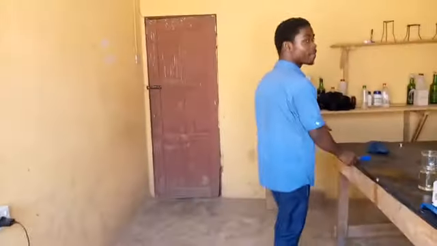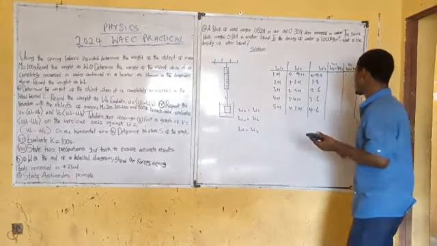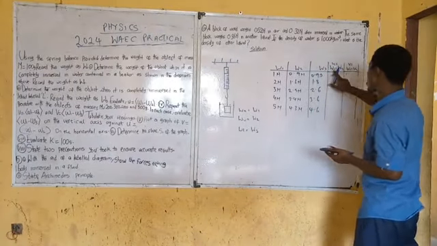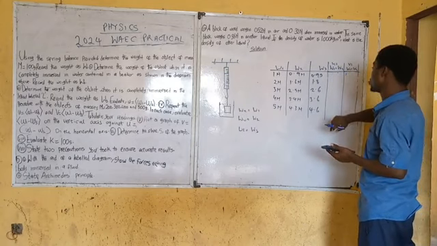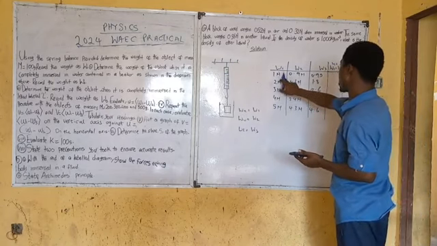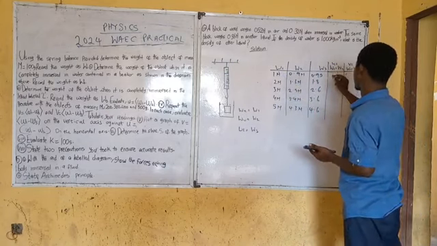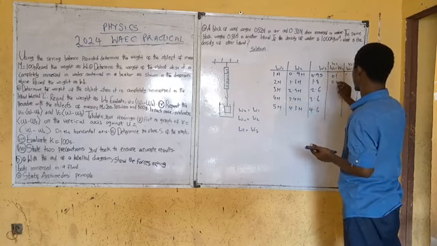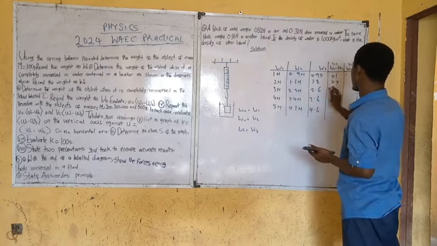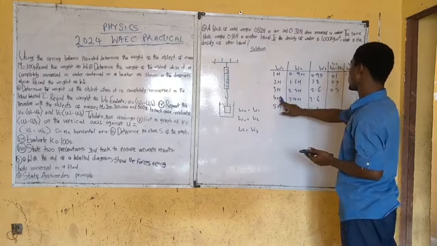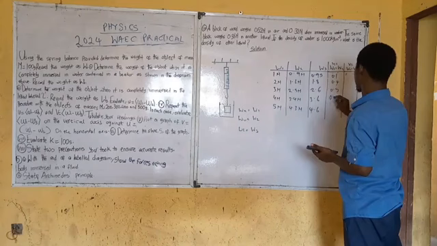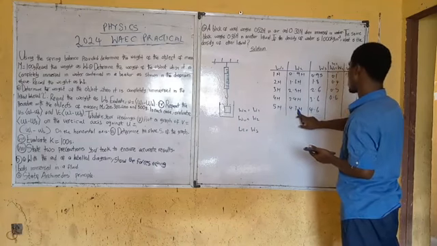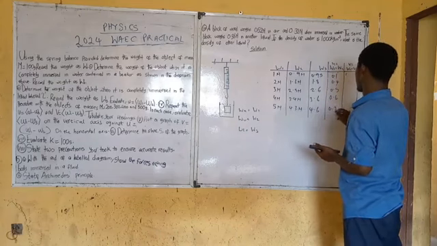Thank you. So our U is W1 minus W2. So what's our W1? 1 Newton minus 0.9, that's 0.1. 2 Newton minus 1.6, that's 0.4. 3 Newton minus 2.5, that's 0.5. 4 Newton minus 3.4, that's 0.6. 5 Newton minus 4.3, that's 0.7.